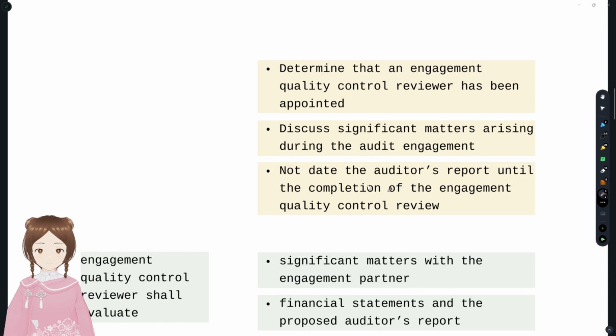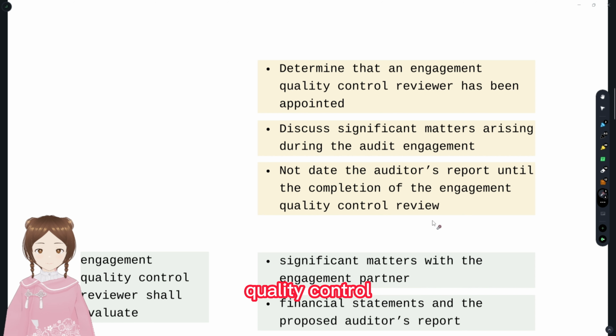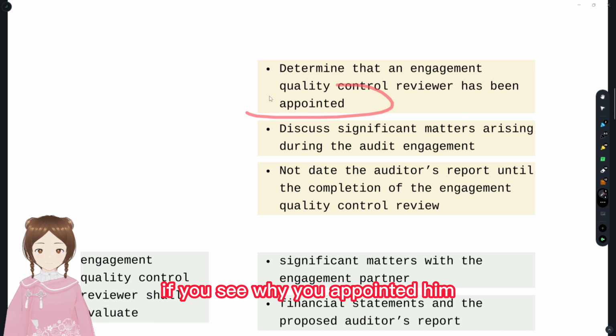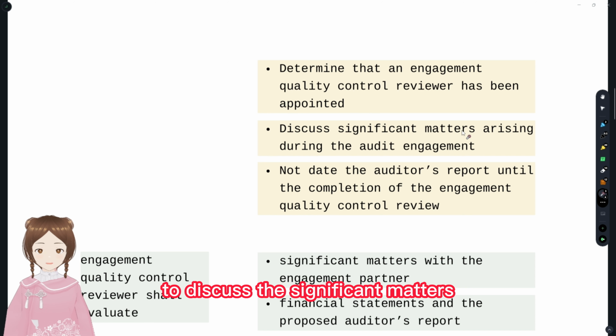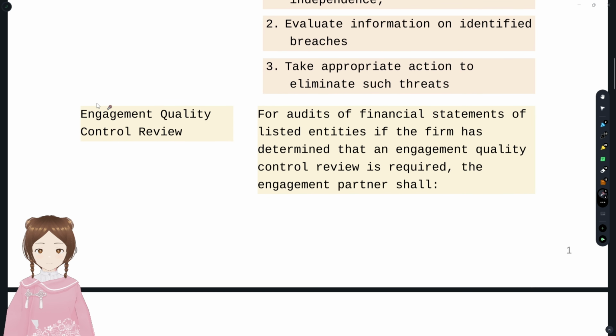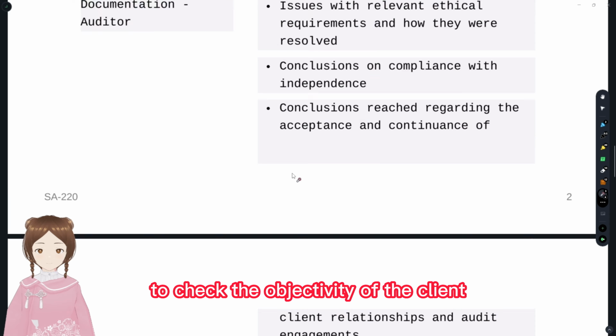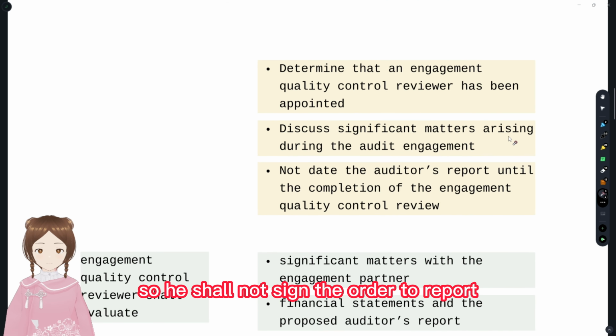They are also talking about that here. They should not date the audit report until the completion of the engagement quality control review. You see why you appointed him? You appointed him to discuss the significant matters that were arising during the audit engagement, to check the objectivity of the client. So he shall not sign the audit report until completion of that.